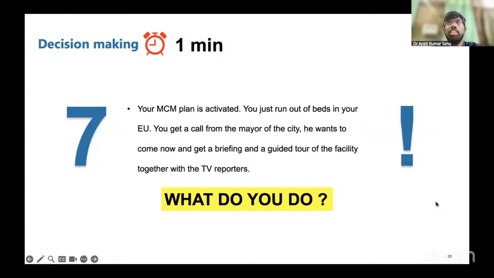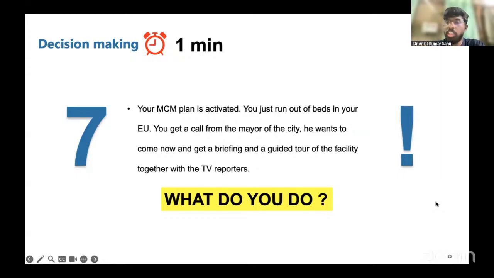That's why we have discussed, maybe Dr. Charu has discussed the zones. So there should be one specific area which is called the media zone, where the administrator can talk with the media and talk with the mayor and local politicians. So no one should enter the emergency unit. Please remember, no one other than the patients of the MCM should enter the emergency unit, apart from hospital staff, obviously.